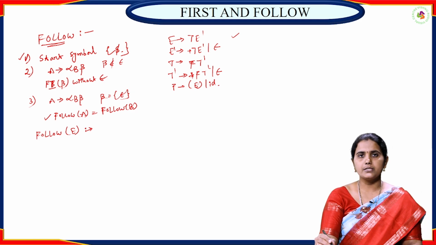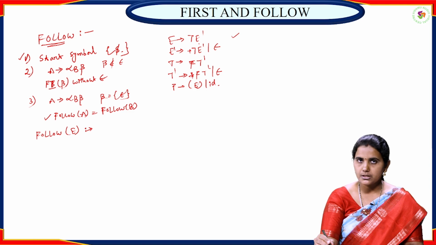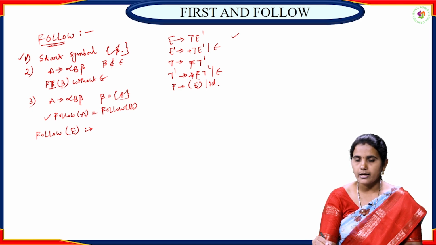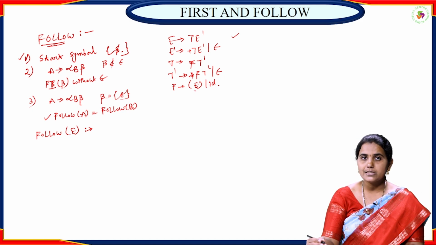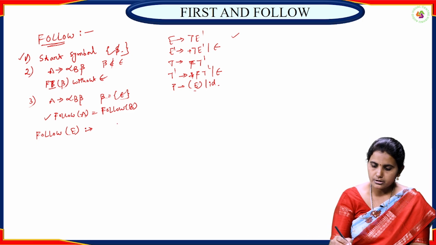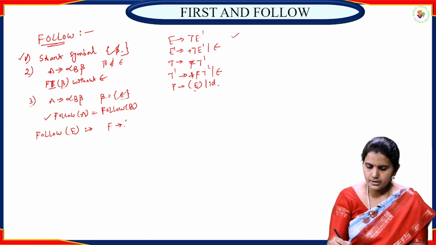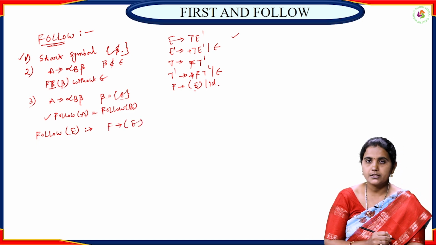Now E implies TE dash. Here E is not present in the right hand side. Go for the second one: here also E is not present in the right hand side. Why? Because it is plus TE dash or epsilon. In the third production, FT dash, here also E is not present. Then go for the fourth production, star FT dash or epsilon. Here also not present. Then go for the fifth production. Finally E is present. Now you take the production F implies within the brackets E.